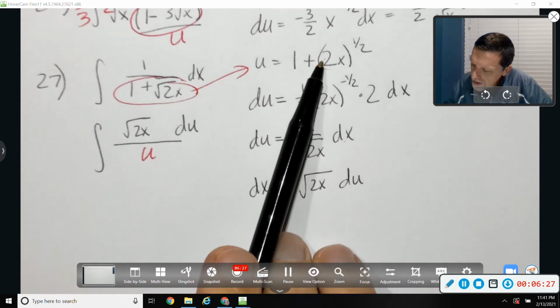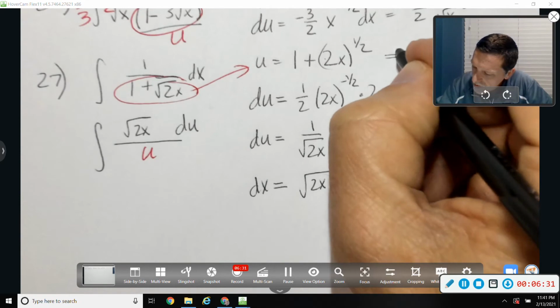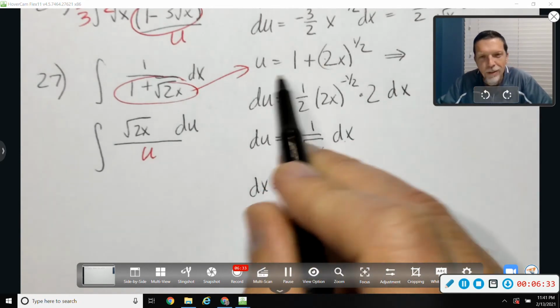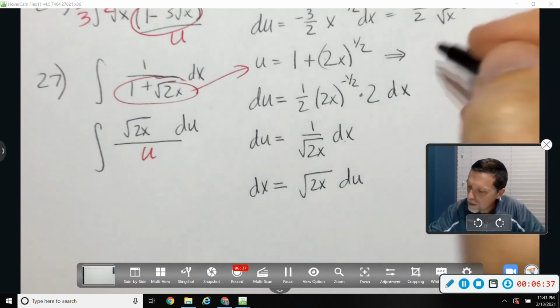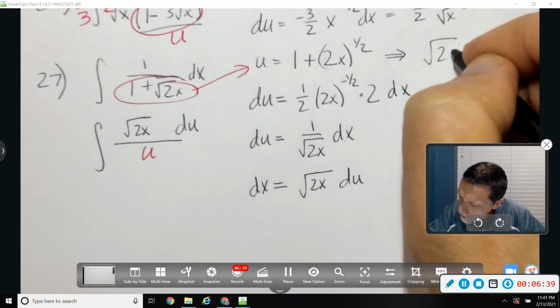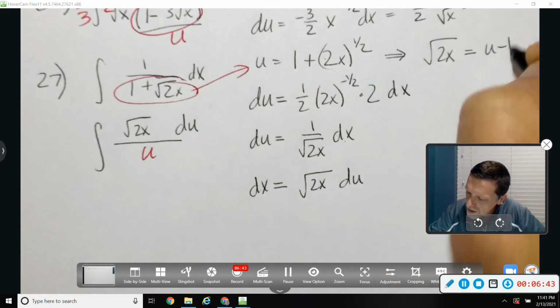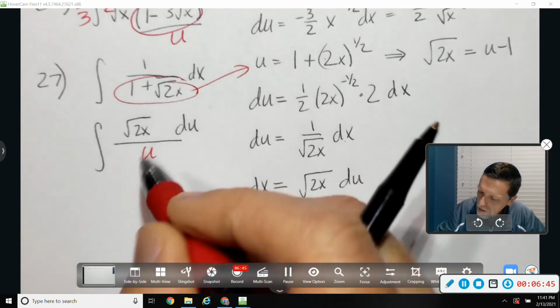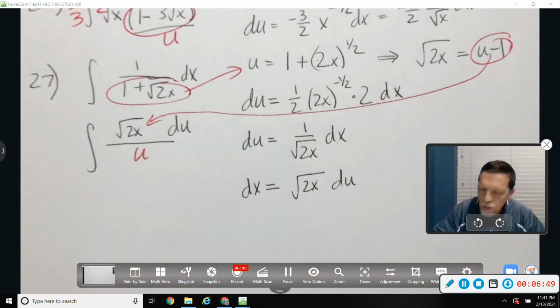But I go back to here, and you may remember it was on the last test when we had to reverse some of this stuff, the back substitution, however you want to phrase it. The square root of 2x is equal to u minus 1. So now, in place of the square root of 2x, I can put u minus 1.